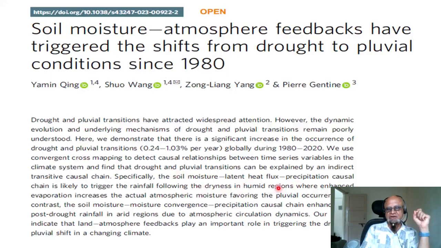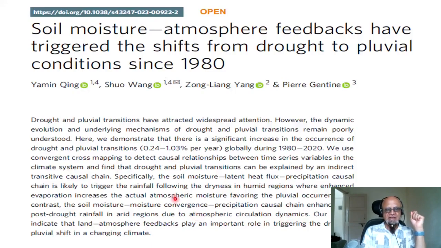Specifically, the soil moisture latent heat flux precipitation causal chain is likely to trigger the rainfall following the dryness in humid regions, where enhanced evaporation increases the actual atmospheric moisture, favoring the pluvial occurrence. By contrast, the soil moisture convergence precipitation causal chain enhances the post-drought rainfall in arid regions due to atmospheric circulation dynamics. So humid and semi-arid regions are seeing the drought to pluvial transitions, and they are triggered by soil moisture feedbacks but in slightly different ways.